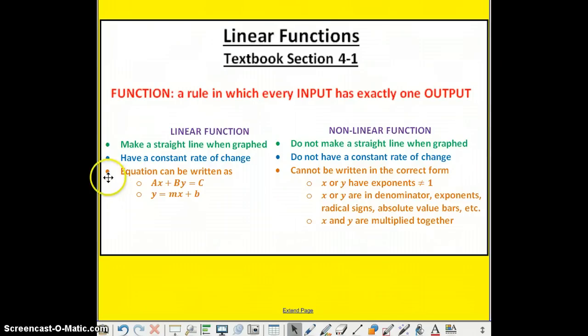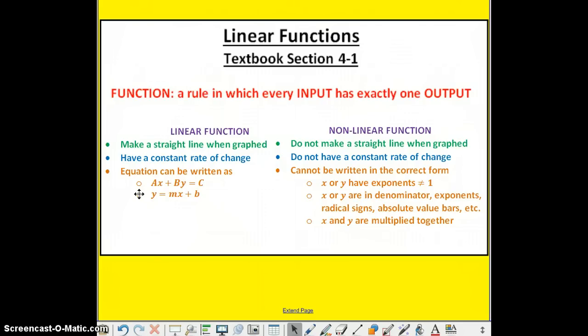Any linear equation can be written as ax plus by equals c, which means you have the x variable with a coefficient, and the y variable with a coefficient, and a constant. We've solved equations like that and gotten y equals a coefficient times x plus the constant. So anytime you can make the equation look like one of these two, that's going to be a linear function.